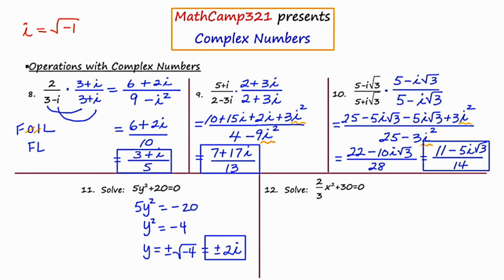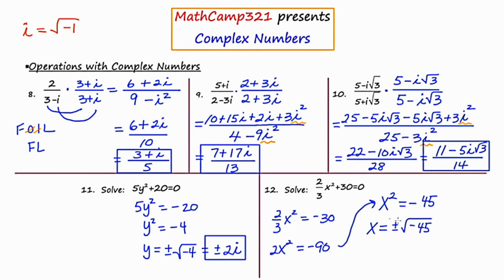This problem is 2/3 of x squared plus 30 equals 0. Let's start the isolation process by subtracting 30 from each side. Let's continue the isolation process by multiplying both sides by 3. Let's finalize the isolation of x by dividing both sides by 2. Now I'm ready to take the square root of both sides.